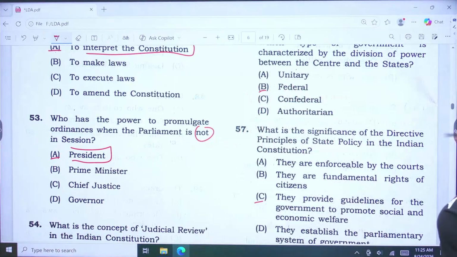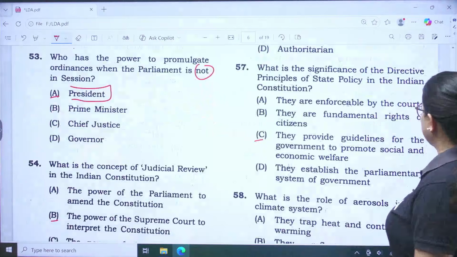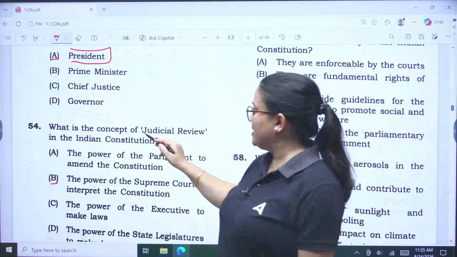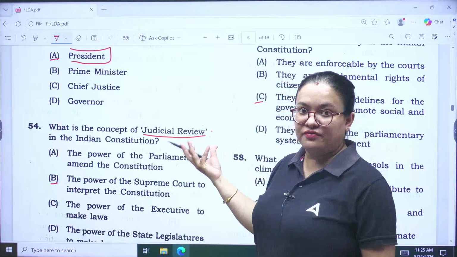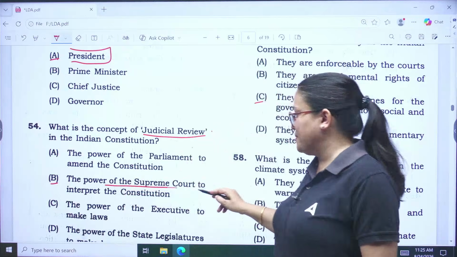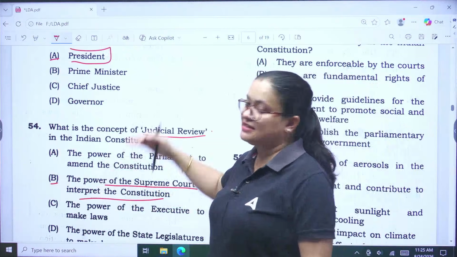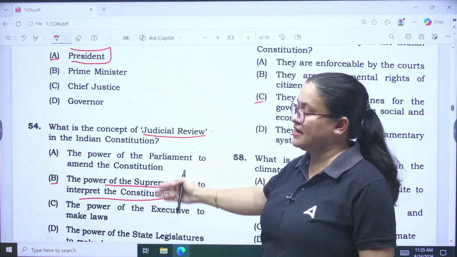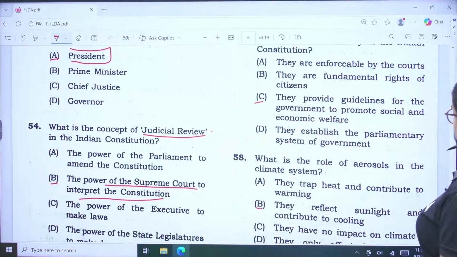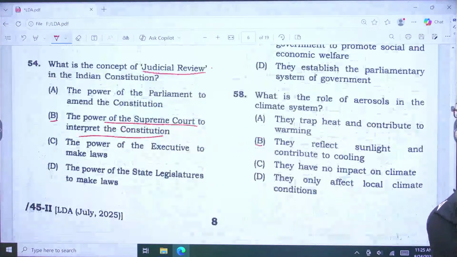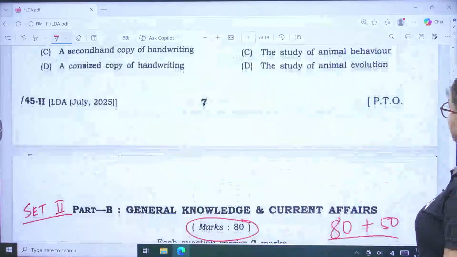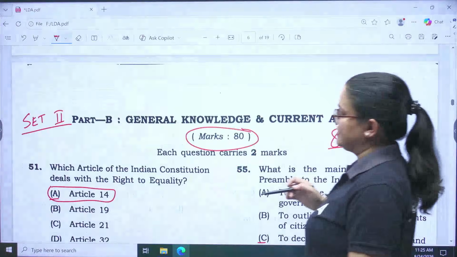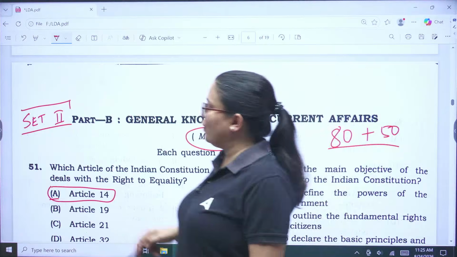Next, what is the concept of judicial review in the Indian Constitution? Whenever we say judicial review, it is the power of the Supreme Court to interpret the Constitution. It is already given, one similar question is there above. Next question, 55. And yes, this is set 2, do remember, because many of you are asking which set it is. So I am doing set 2 of your paper.